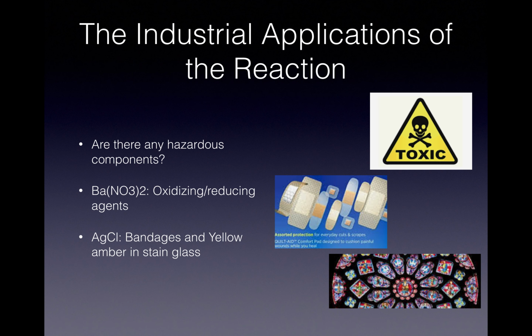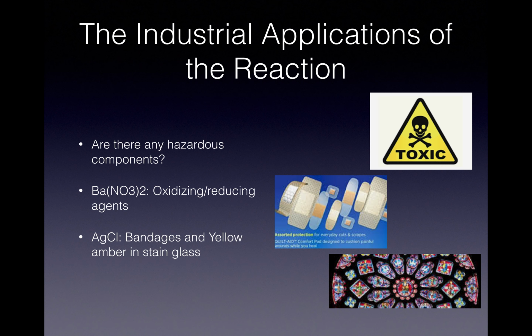To tell you the most important thing, the industrial applications of the reaction. Firstly, BaNO3, which is a product of the reaction, is an oxidizing and reducing agent, and it is also used in propellants and blowing agents as well, which are really important in laboratory settings.